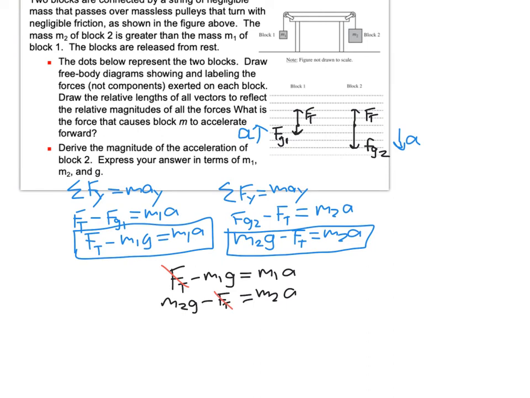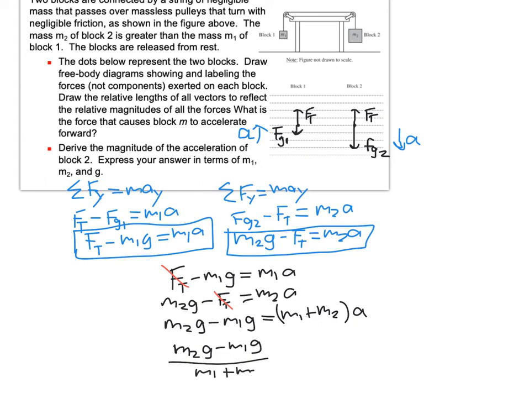I see, of course, that tension is going to go away here, so what I'm left with is M2G minus M1G is equal to M1 plus M2, the sum of those masses, times A. That makes sense. The forces between them go away, and I'm left with the total mass of the system. Solving for A here, I'm just going to put it over M1 plus M2, so I'm going to be left with M2G minus M1G over M1 plus M2. That's going to be equal to my acceleration.